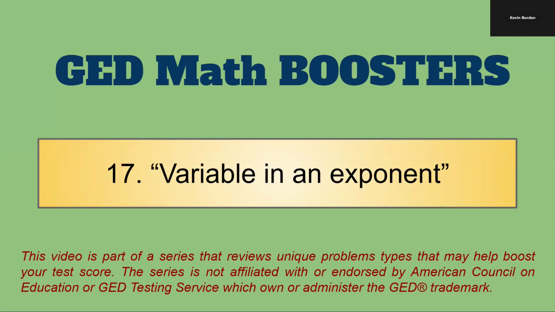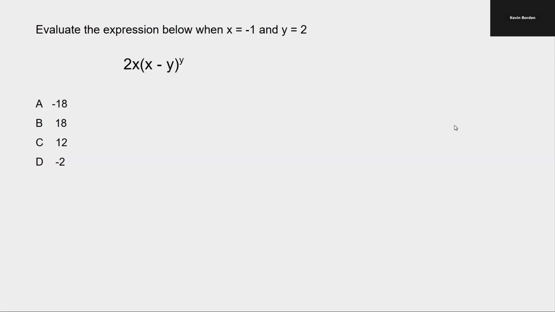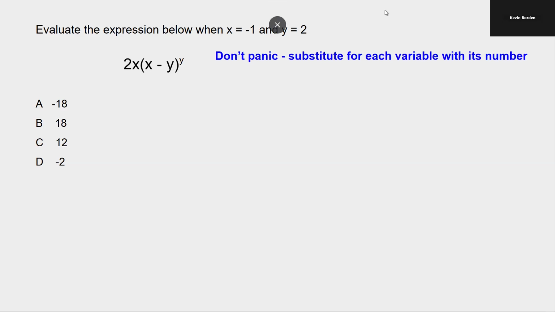The topic is a variable in an exponent. Evaluate the expression below when x is equal to -1 and y is equal to 2. We've seen that kind of problem before, but when we look at our expression, there might be something that pops out to you as being a little bit unusual. We have a y, or a variable, in the exponent. How do we handle that? That's the subject of this video.